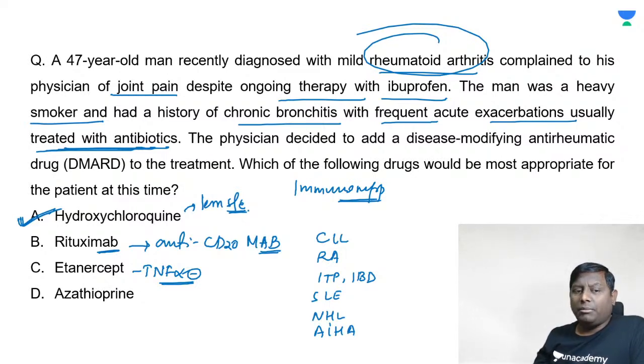Azathioprine, again, it's an immunomodulator drug. It is going to cause immunosuppression, and immunosuppression can always cause flaring up of the bacterial infection, है ना? तो इसलिए उसको हम ज़्यादा यूज़ नहीं करेंगे.